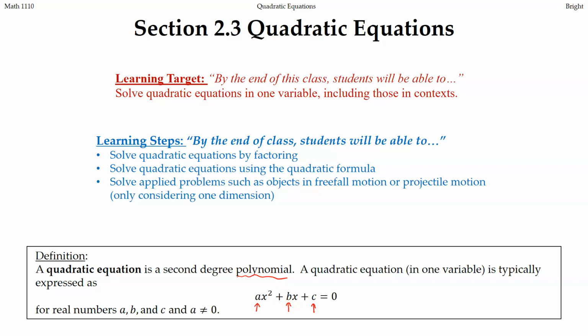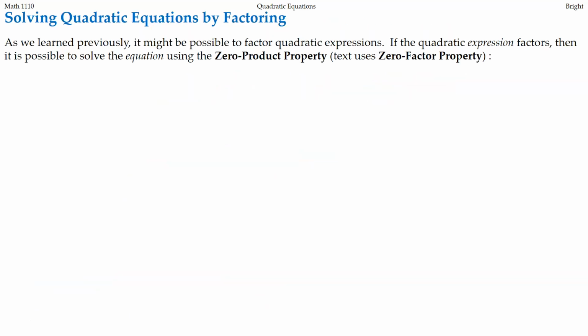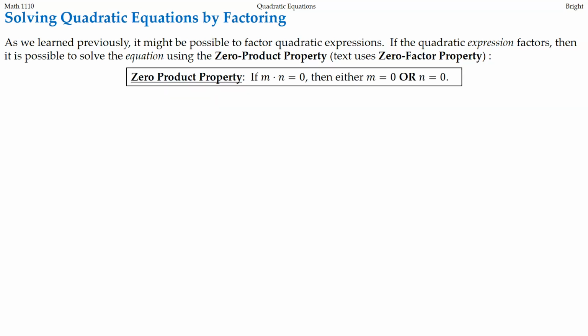Alright, so moving on to our first method of solving quadratic equations, factoring. The idea that we're going to use is kind of an old one that we may have seen before. We're just going to give it a nice name, and it's called the zero product property. The text calls it the zero factor property, same idea. And here's what it says. If we have two things that are multiplied together and they're equal to 0, then one of them has to be 0, right? The only way we can produce 0 is if one of them is 0.